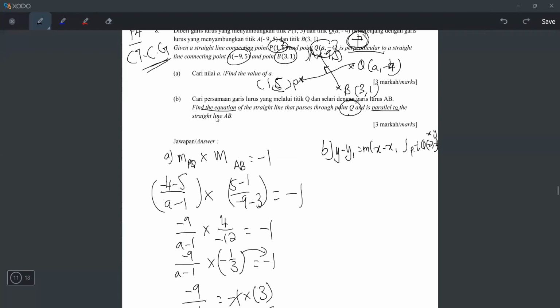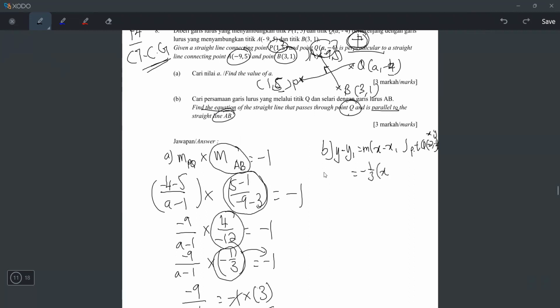And then they say parallel to straight line AB. So x1, y1 I will substitute with point Q, but the gradient I have to substitute is the gradient of AB, because they say parallel to AB, right? So what is the gradient of AB? This is the gradient of AB. So -1 over 3. The gradient is -1 over 3.